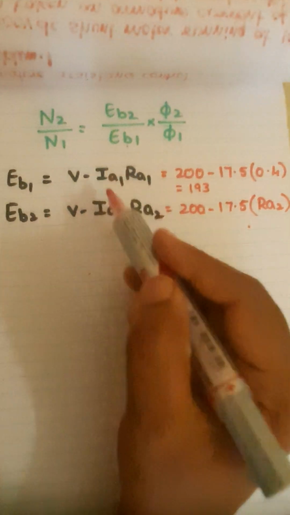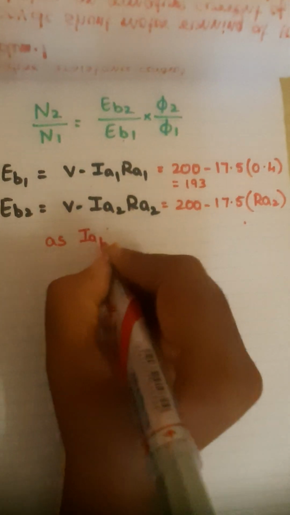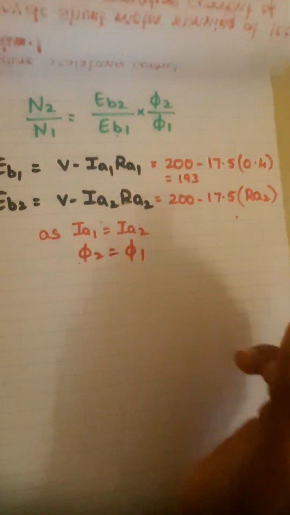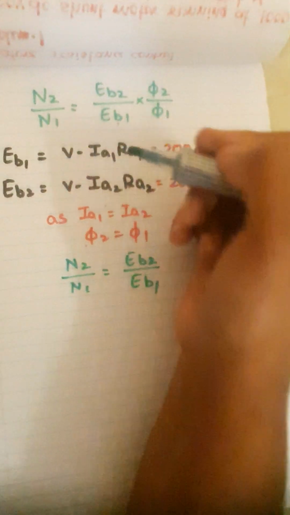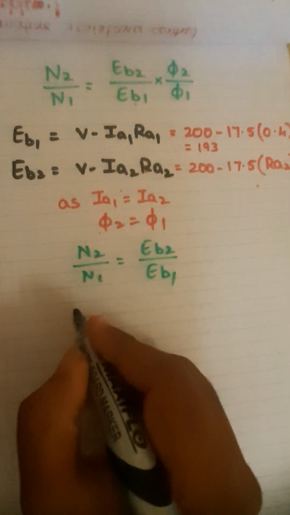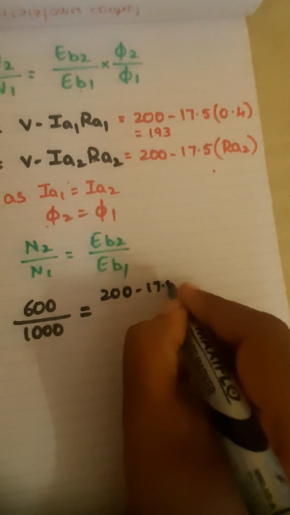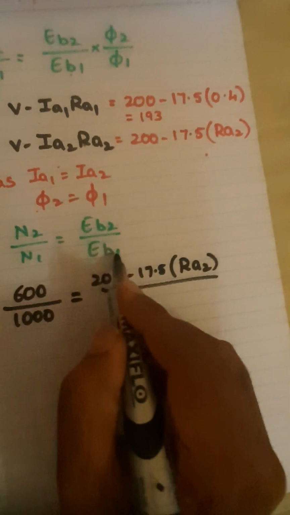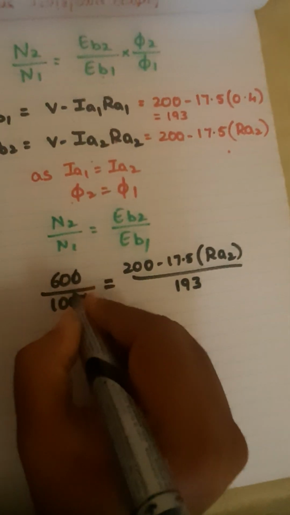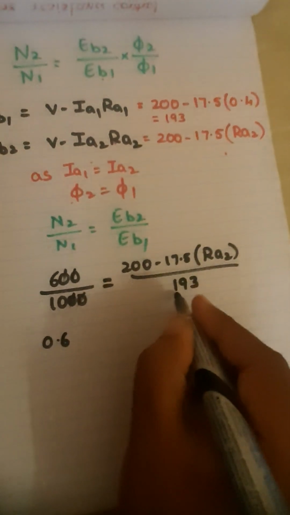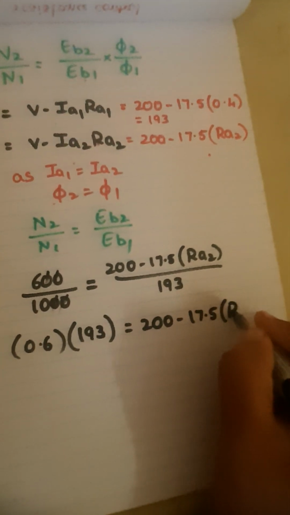As they said armature current is constant, the flux is also constant. As IA1 equals IA2, phi 2 equals phi 1. So the formula becomes N2 by N1 equals EB2 by EB1, because phi 1 and phi 2 cancel. Substituting: N2 is 600, N1 is 1000, EB2 is 200 minus 17.5 into RA2, and EB1 is 193. Cancelling zeros, 600 over 1000 is 0.6. So 193 into 0.6 equals 200 minus 17.5 into RA2.